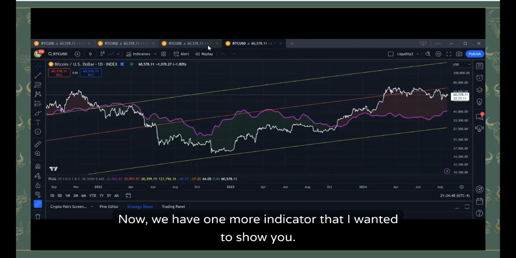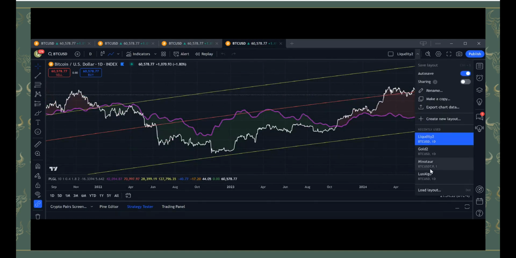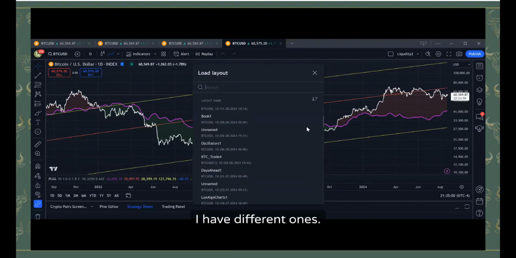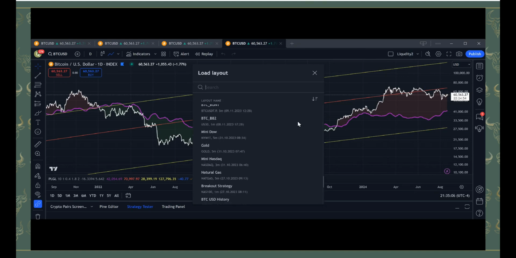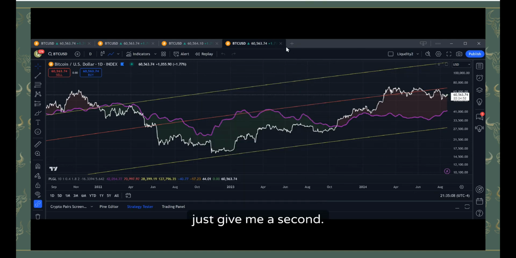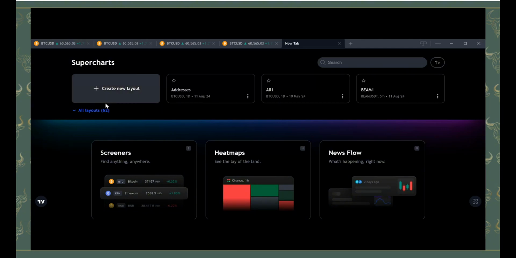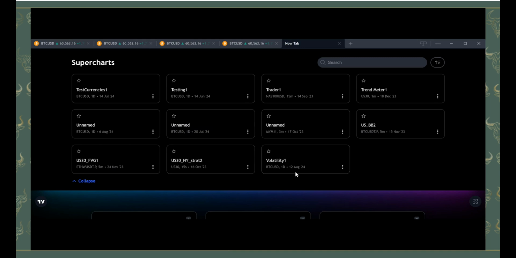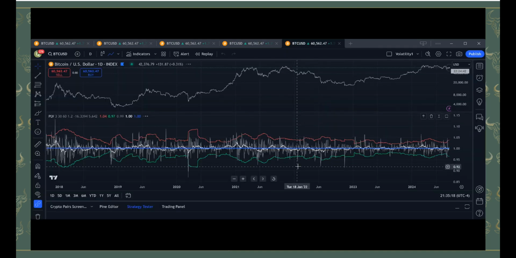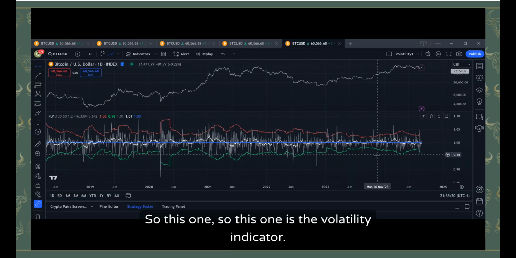Now we have one more indicator that I wanted to show you. Let me see if I can find it. I have different ones. Just give me a second. So this one. This one is the volatility indicator.